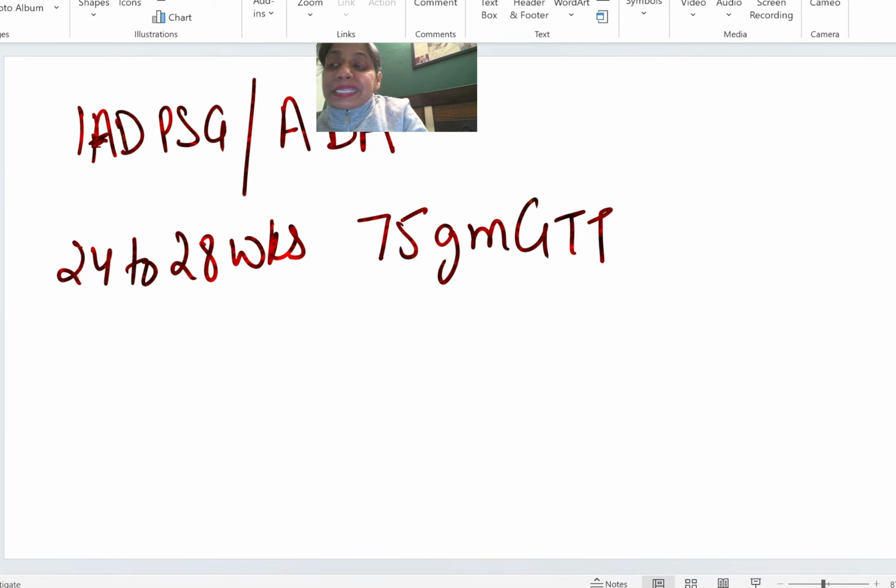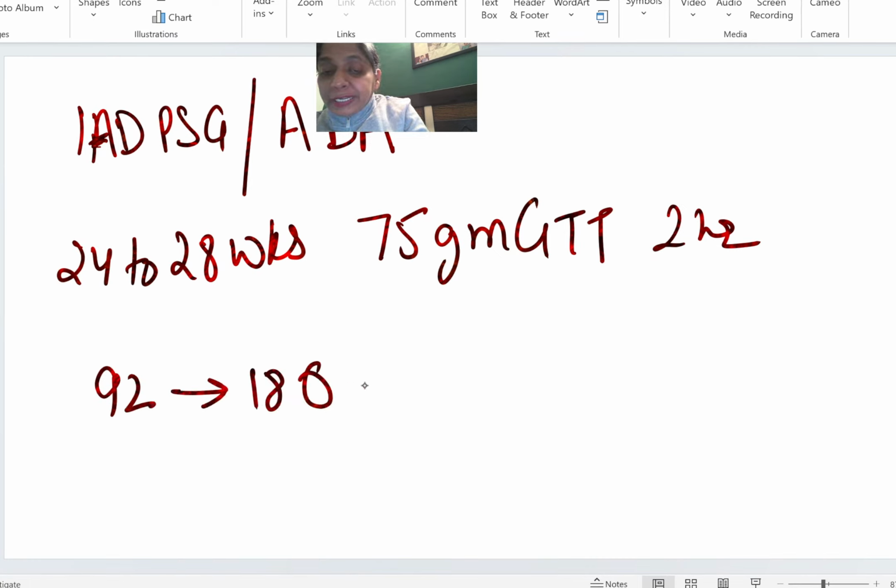24 to 28 weeks, 75 gram. What are the values? Write down in the chat box. What are the values of the 75 gram glucose 2-hour test? 92, double it. After 1 hour, 180. After 2 hours, 153. Okay, 92, 180, 153.